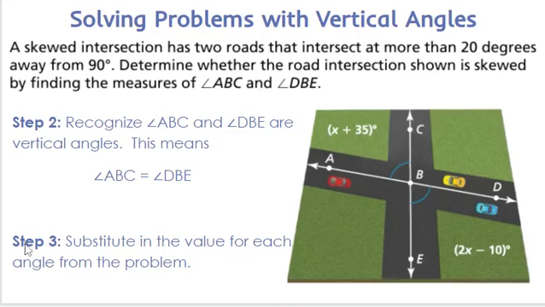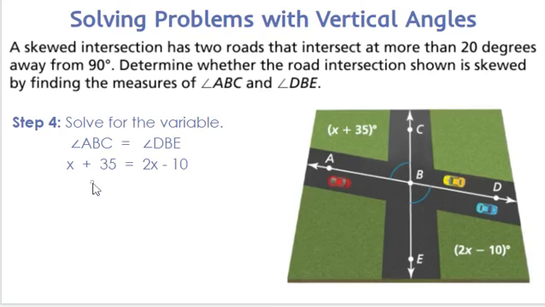So step 2 is to recognize that angle ABC and DBE are vertical angles, which means they're equal to each other. So we're going to substitute in the value for each angle from the problem. So we have x plus 35 for angle ABC, and for angle DBE, we have 2x minus 10. So once we have our equation, now we can go ahead and we can solve for our variable.